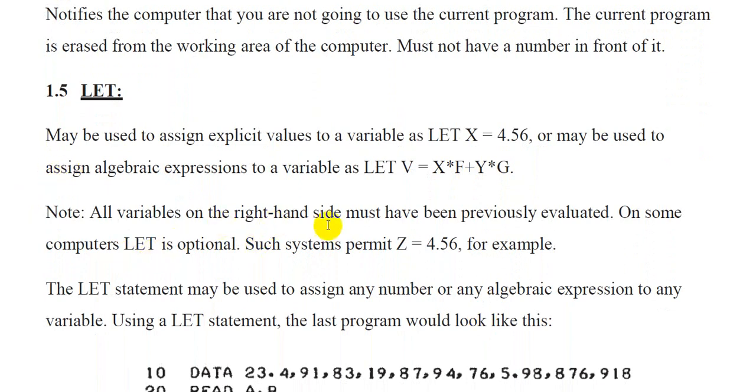Note, all the variables on the right hand side must have been previously evaluated. X equals 0 for a year. On some computers, let is optional. Let is optional for some computers, such as the Macintosh system or some Microsoft mainframes, used by Apple's company worldwide. Such systems permit z equals 4.56, for example, rather than let x. As you can see from here.